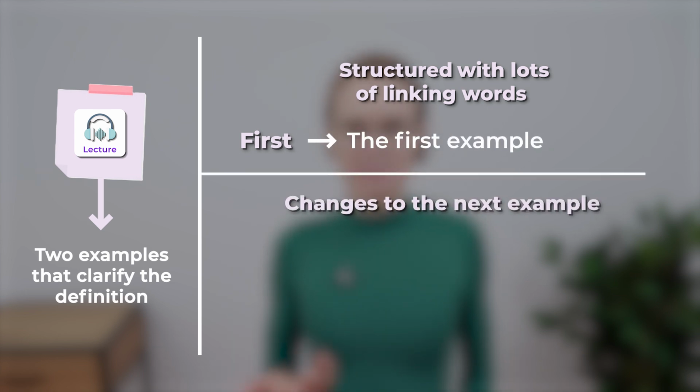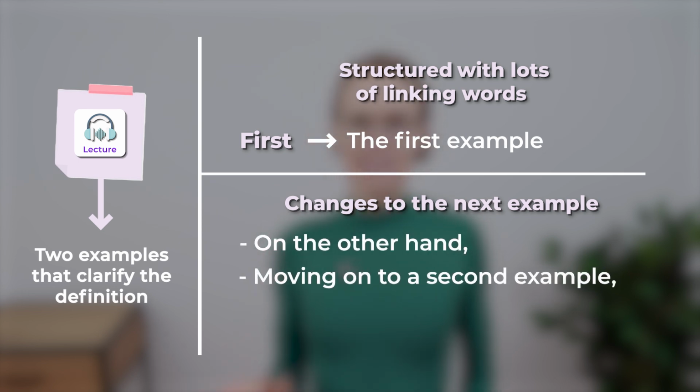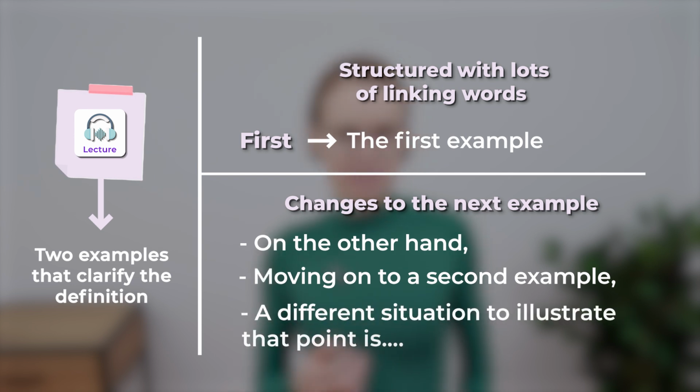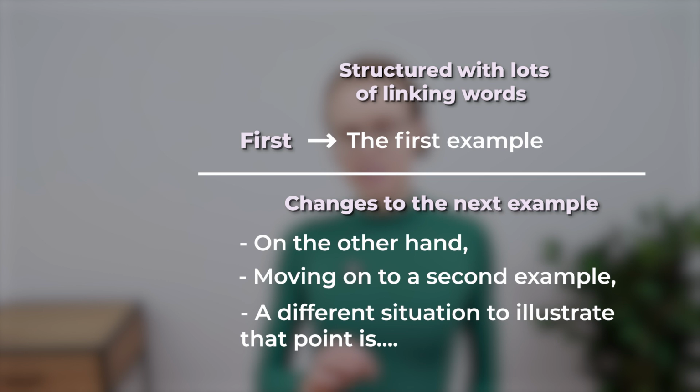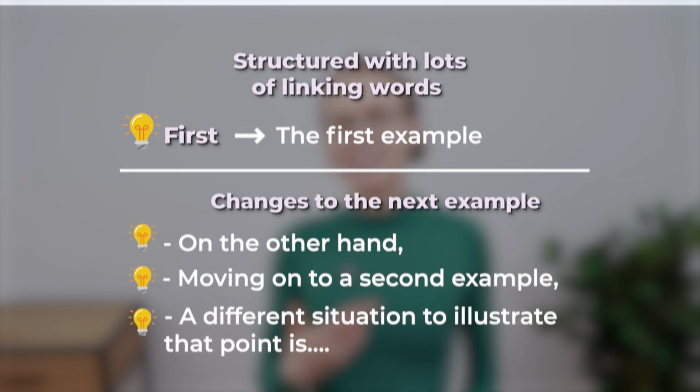Listen for the changes to the next example too. It could be something like on the other hand, or moving on to a second example, or a different situation to illustrate that point is. In other words, the lecturer gives you clues when the points are changing, and you can use those to select which words are the most important to write down.